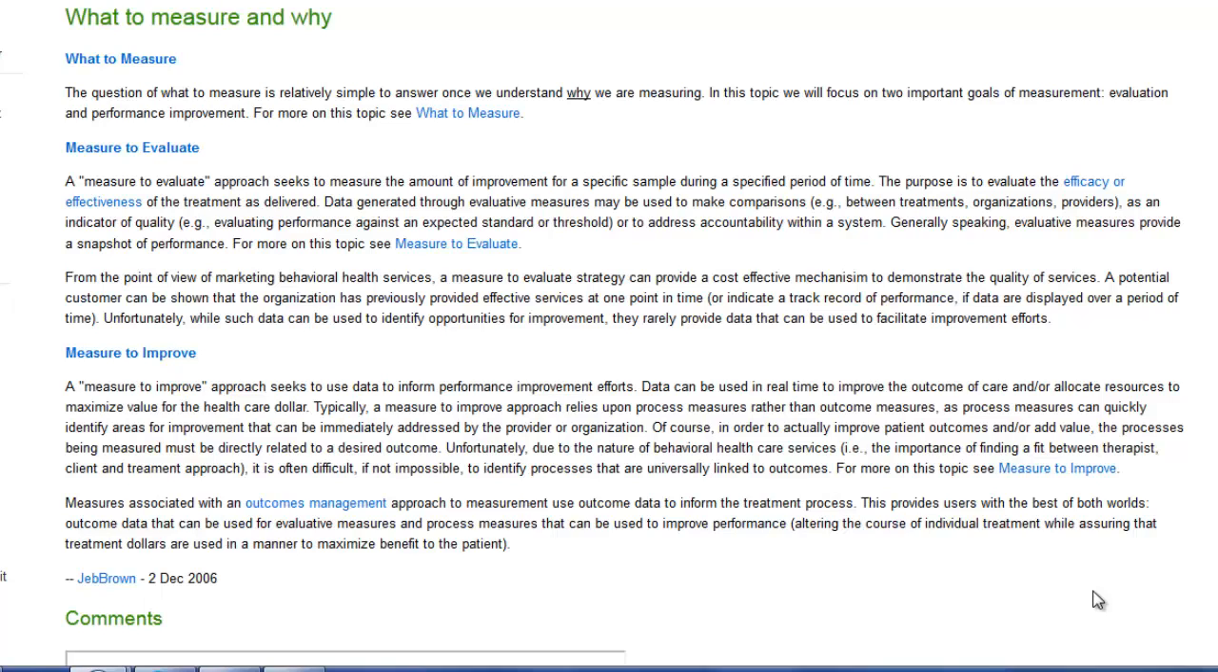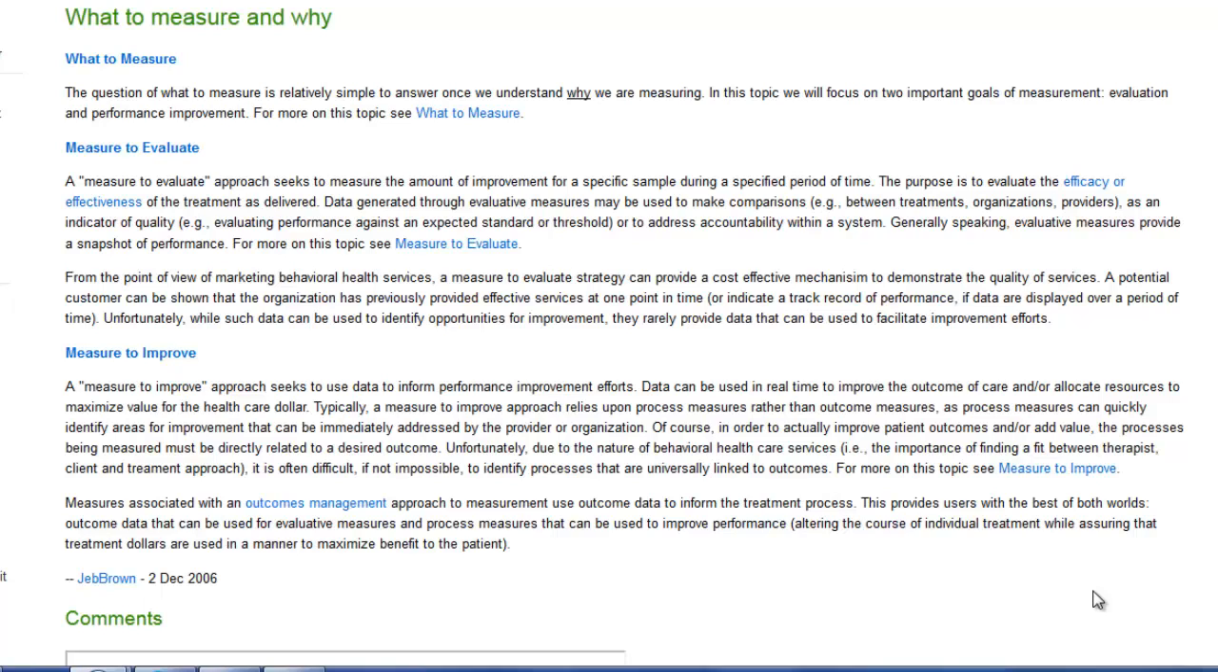Now, some organizations really are measuring to evaluate. That is, they want to show that their treatment works. So they design a study where they do a pre-post evaluation. And when you're doing that, you only need to measure at the beginning and at the end. And there is a role for that if you want to demonstrate that, yes, we provided effective treatments at one point in time. However, if your purpose is really to improve care, you need to approach the measurement differently.